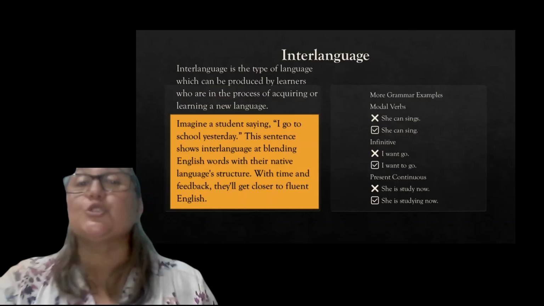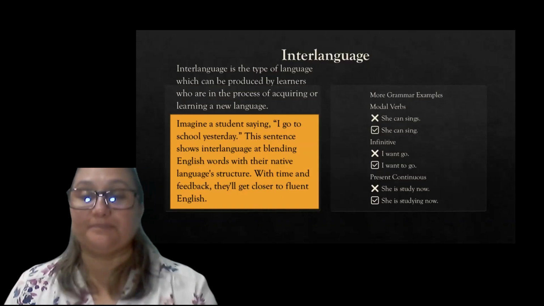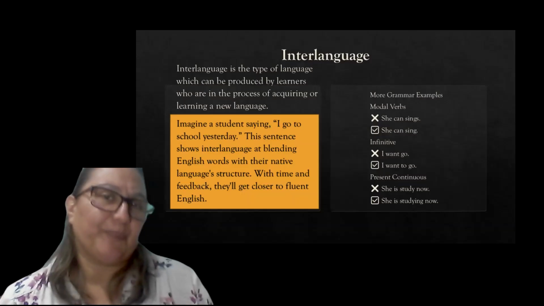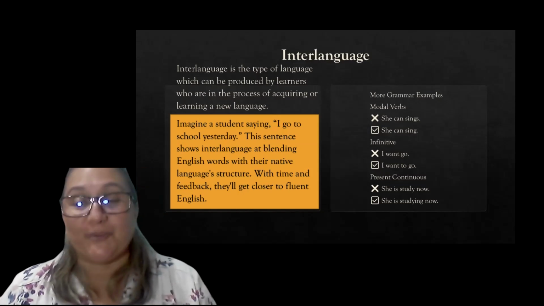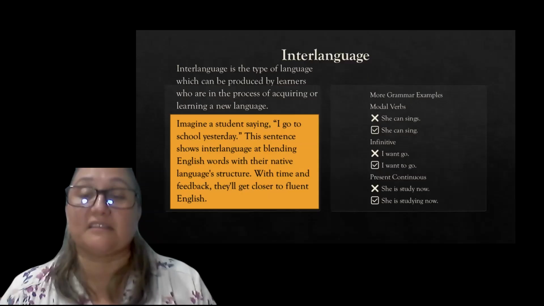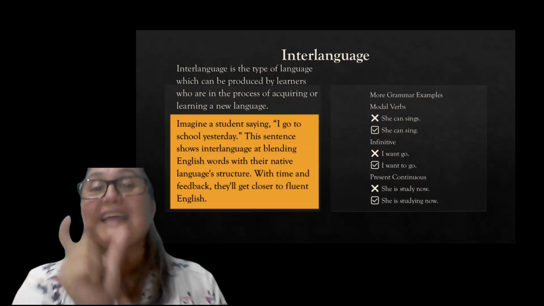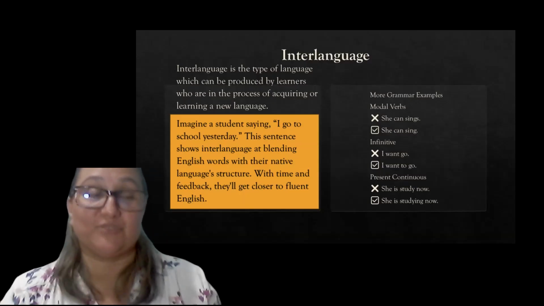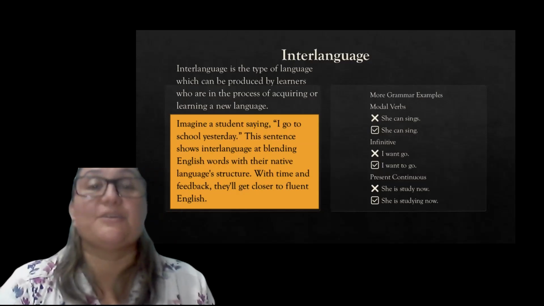"I want to go." Okay, let's see one more with present continuous. "She studying now." She is studying now, to indicate she is doing something. So in English, the grammatical rule is "she is studying now." We need to add the ing to make that sentence present progressive, to indicate she's doing something right now. Okay, let's go with the next.